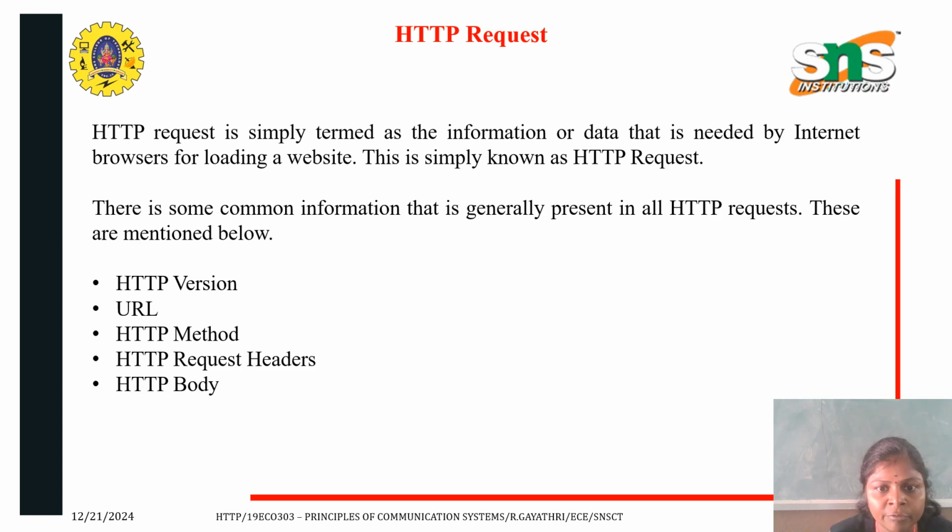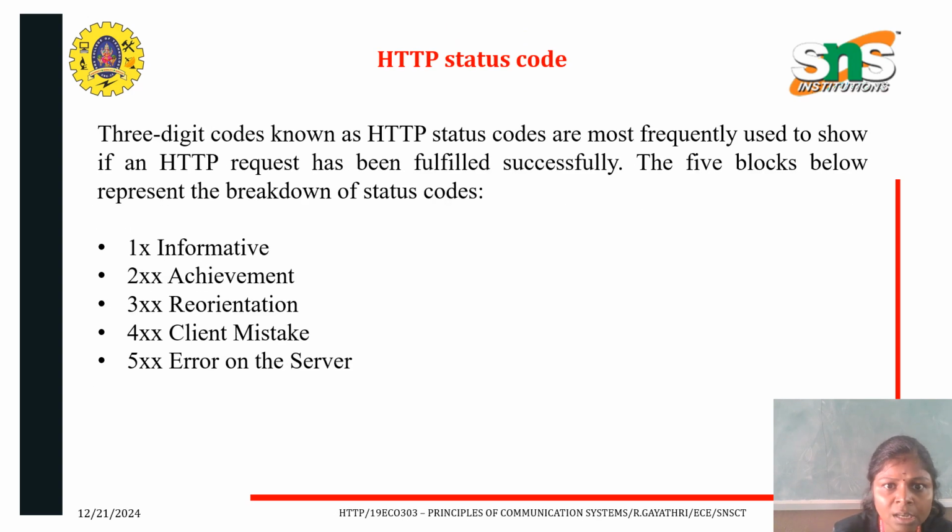There is some common information that is generally present in all HTTP requests. These are mentioned below: HTTP version, URL, HTTP method, HTTP request headers, HTTP body. HTTP status code: the three-digit status codes, known as HTTP status codes, are most frequently used to show if an HTTP request has been fulfilled successfully. The five blocks below represent the breakdown of status codes. First is informational, second is success, third is redirection, fourth is client error, and fifth is server error.